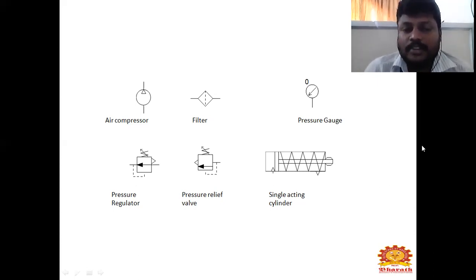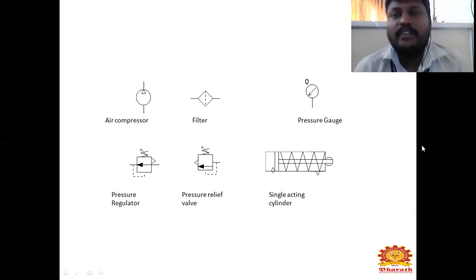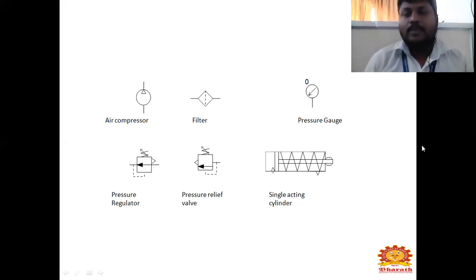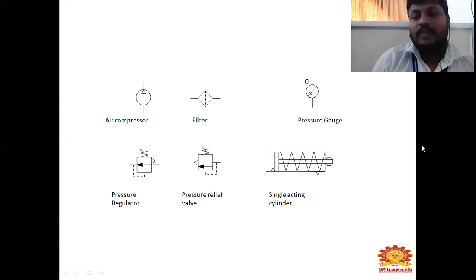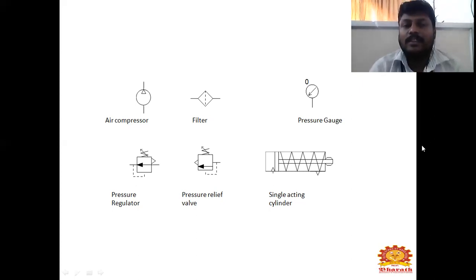Next one is a pressure relief valve. This valve is used for releasing the pressure from a particular point. If pressure builds up in any pipeline, you will use a high pressure valve to release it, using a pilot operated valve.